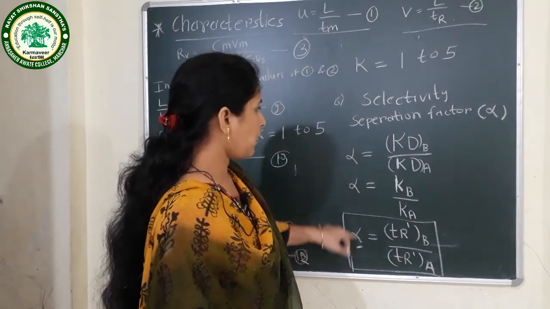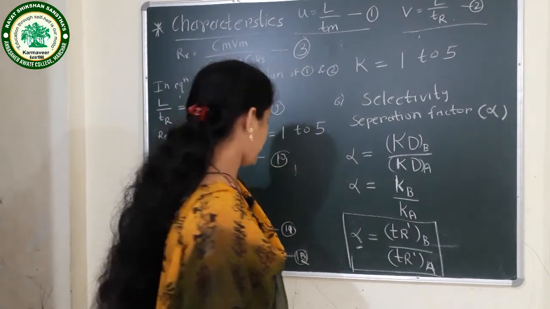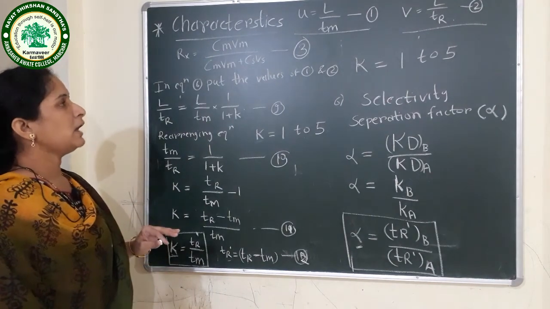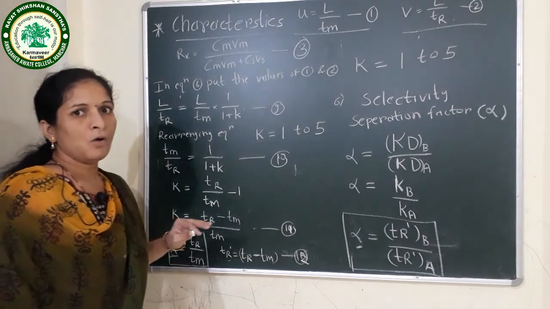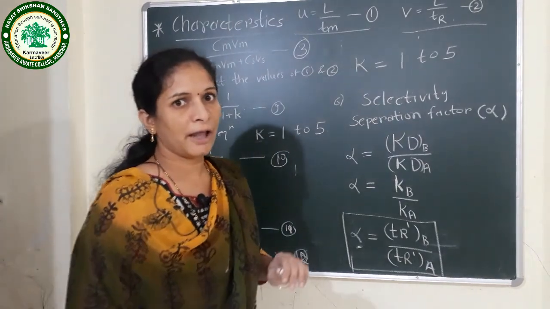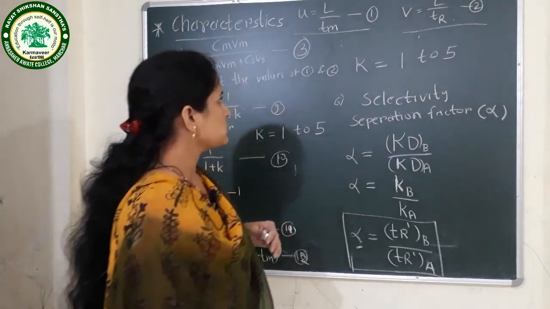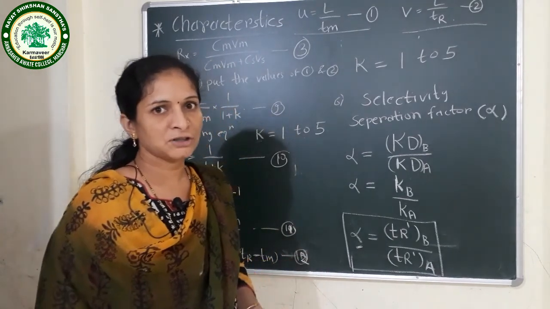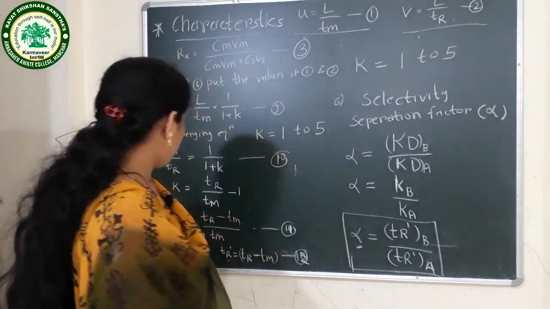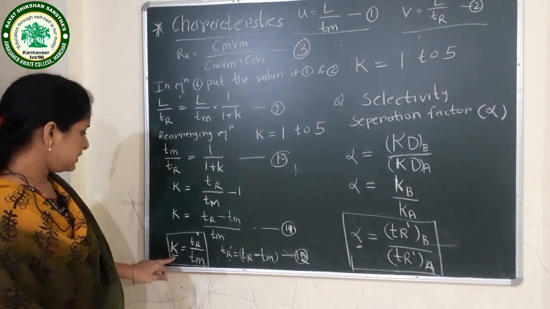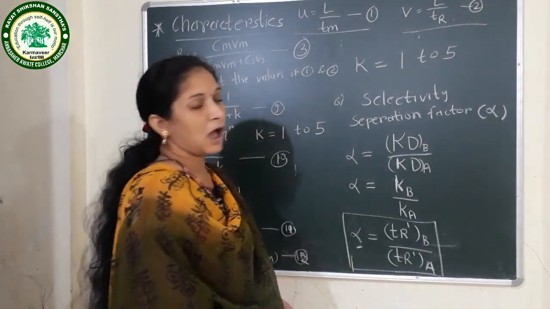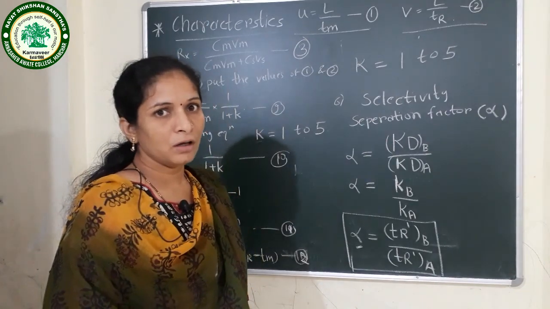Okay, this is about the separation factor. This is the retention factor. These all are characteristics of the chromatogram. Which characteristics? First we have seen the retention time, dead time, then mole fraction, then the separation factor. These are all characteristics of the chromatogram.